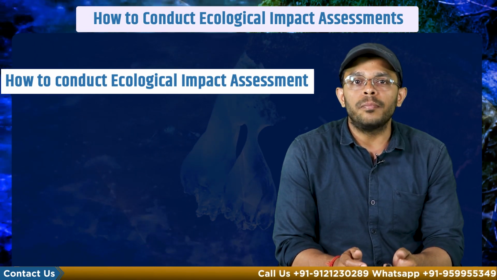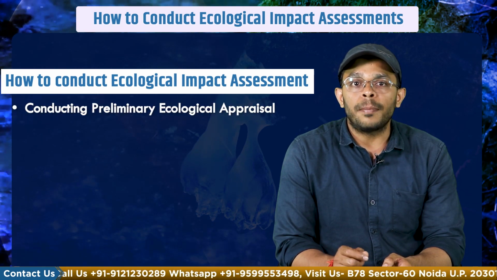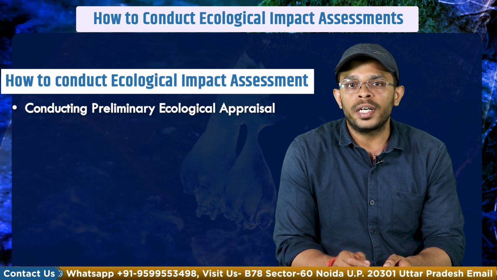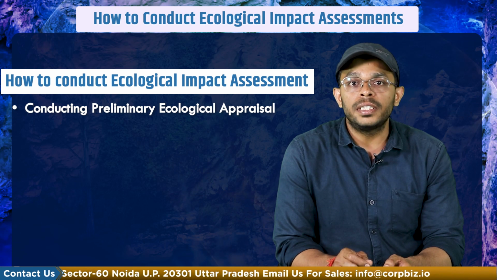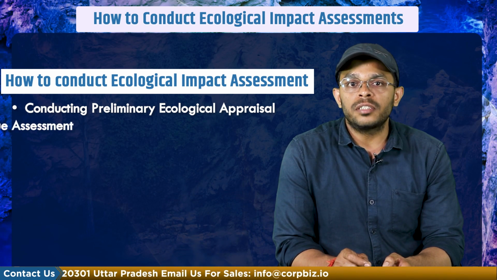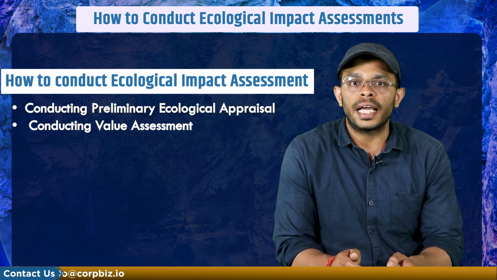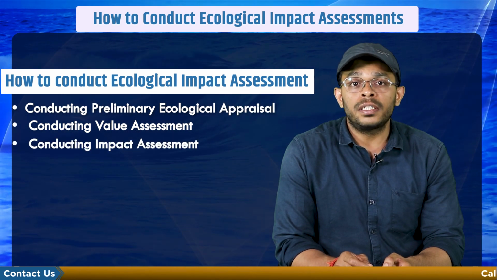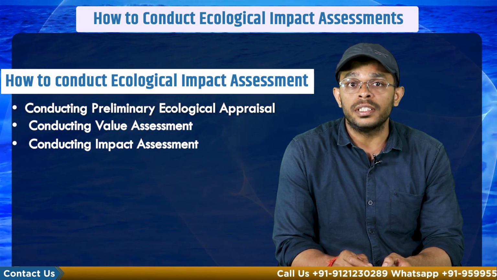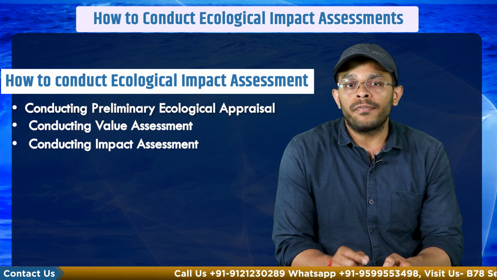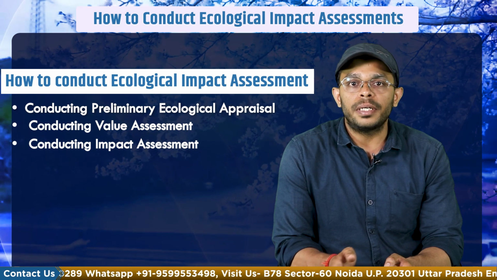Now, we will understand in brief how to conduct this assessment. In the first stage, a preliminary ecological appraisal is conducted, which includes a phase 1 habitat survey and desk study to identify habitats and potentially threatened species on the site. The next step, that is value assessment, a detailed survey or phase 2 survey is conducted to understand the value of the site. The next step is impact assessment, which tries to assess the potential impacts of the activity on the habitats and species that are a part of the survey and are affected by the proposed development. This will include mitigation, compensation and enhancement measures.